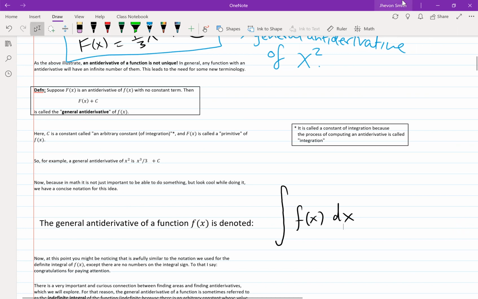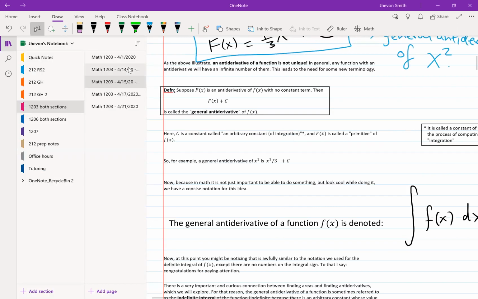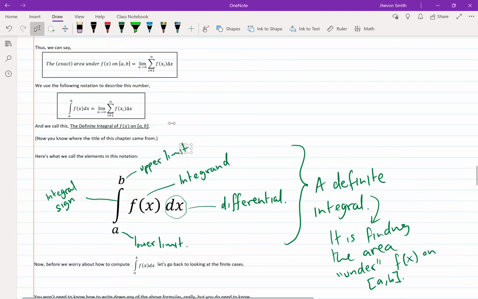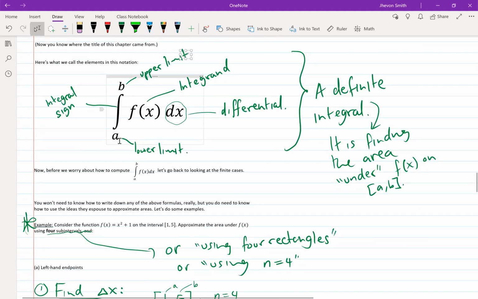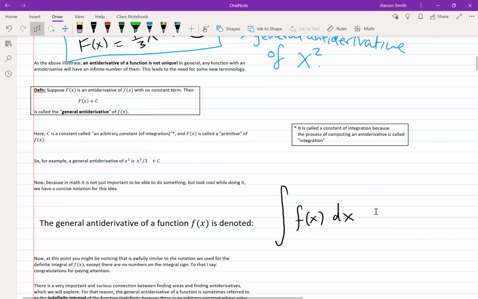Now, at this point, the more, shall we say, perceptive among you are like, that looks awfully familiar, that notation. I mean, that's pretty similar to the notation we had for the definite integral. What is up with that, Jhevon? And for those of you who noticed that, I'm glad you asked. Yes, it is quite similar, isn't it? If you go back to the last lecture, look at this guy. That looks almost the same. The difference is we don't have these numbers here, but otherwise everything is exactly the same. So yeah, that is a curious coincidence. Or is it a coincidence?